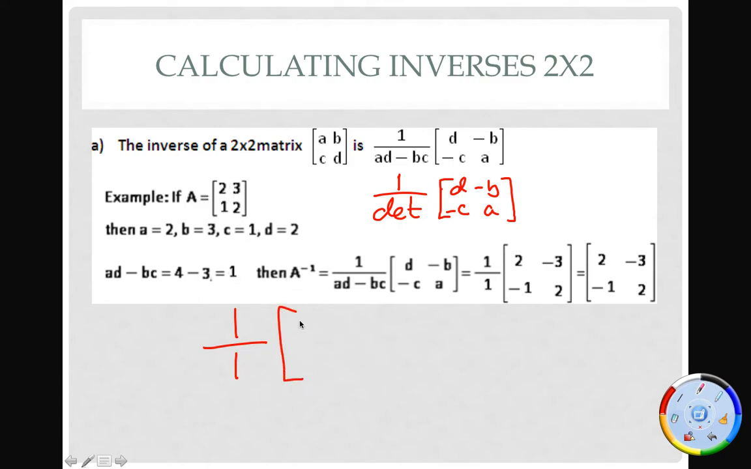Well, I swap A and D. In this case, they're both 2s. And I make the opposite of the other two values. And then I multiply this number in, and notice that we get 2, -3, -1, 2. So this matrix right here is equal to, as you see over here, A inverse.